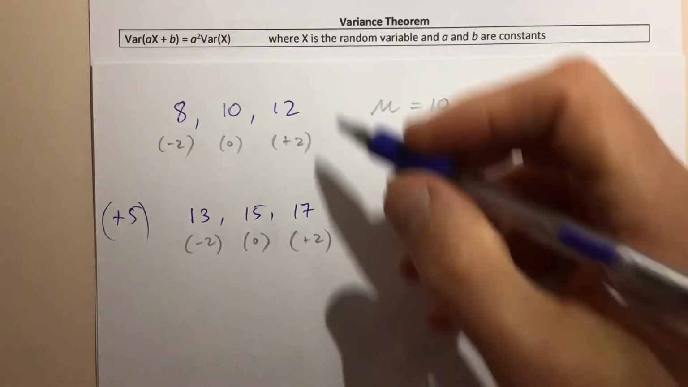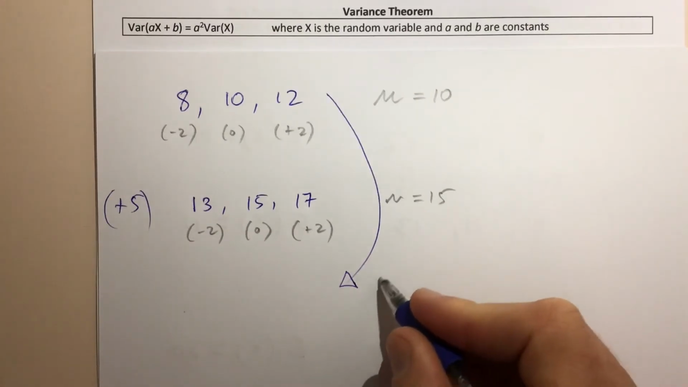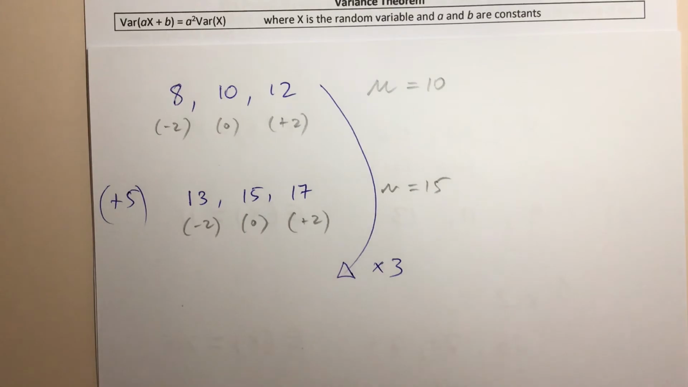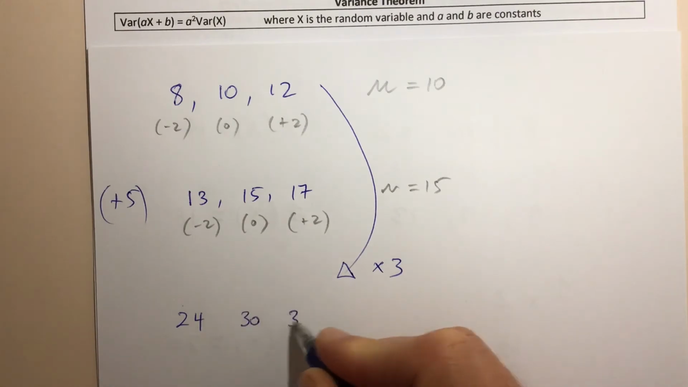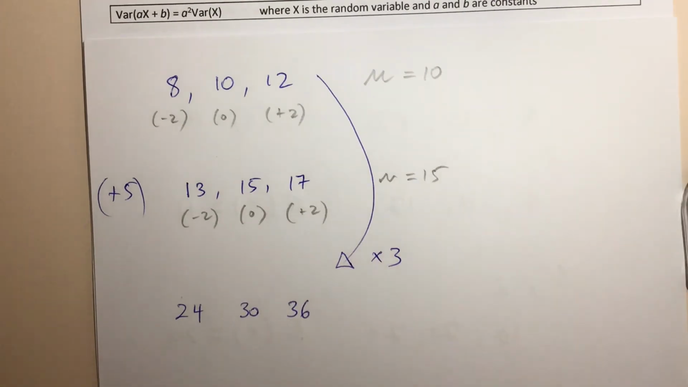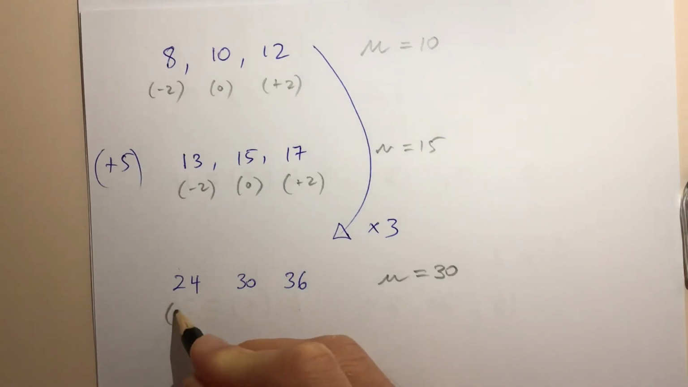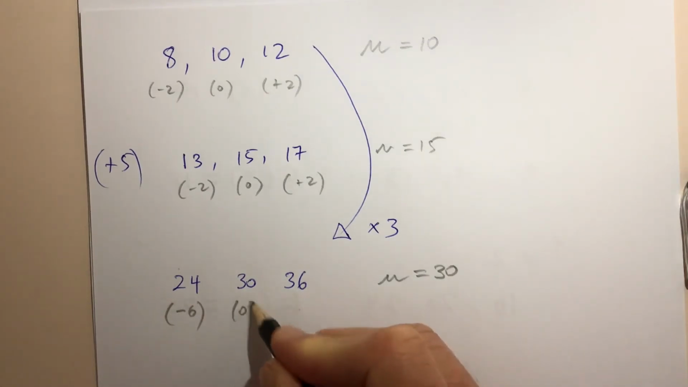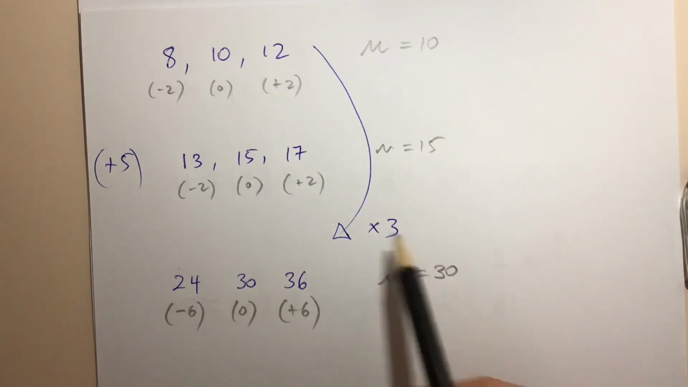However, if we were to take those three numbers and multiply them by a value, let's say 3, that is going to influence how spread out they are from the mean. If I multiply them by 3, 8 3s are 24, 10 3s are 30, 12 3s are 36. So the mean has now become 30. This number's 6 below the mean, this number's still equal to the mean, this number's 6 above the mean. You can see that the variance is going to have changed because these numbers are now more spread out, because we've multiplied them by 3.